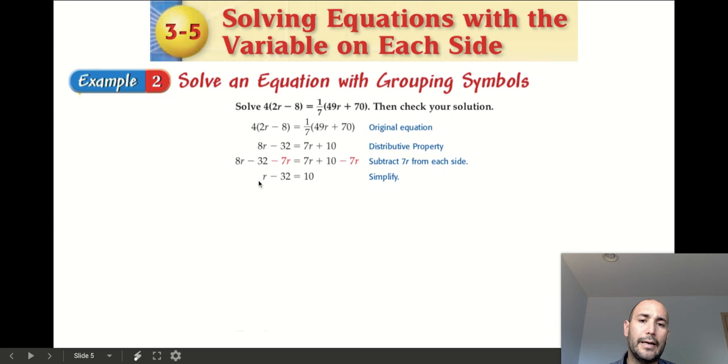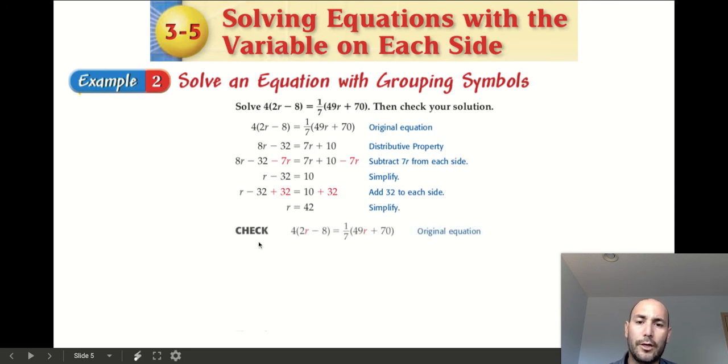A question that I get asked a lot is, what happens if I put 1r? You can put 1r. 1r and r mean the same thing. But typically you will just see it written as r. And then the final step is to add 32 to both sides. And again, when you have minus 32 plus 32, that makes 0. And it leaves me with just the r. And on the right-hand side, I would have 10 plus 32, which is 42. So here my solution would tell me that I have r equals 42.